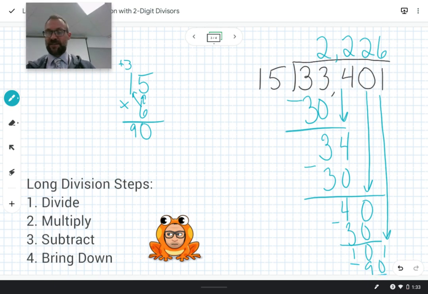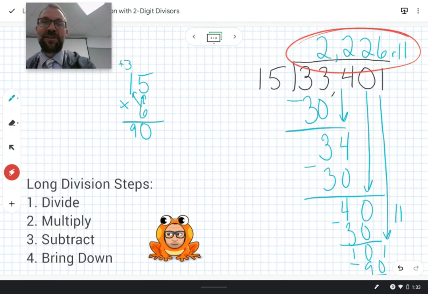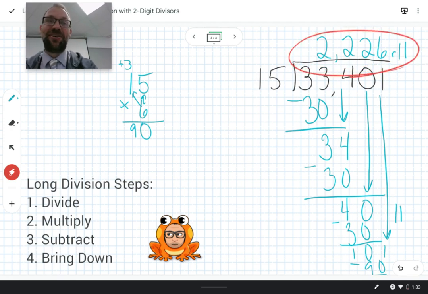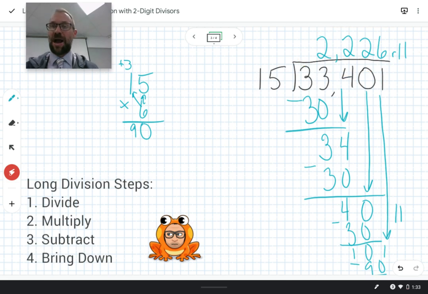I'm going to subtract that away. I ran out of space. But 101 minus 90 is 11. So I'm going to have a remainder of 11. My final quotient is 2,226. Remainder 11. Wow, oh wow.